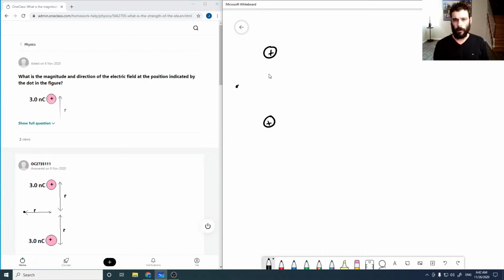Now let's see if I can do this. Okay, it says that the charge on this one here is 3.0 nanocoulombs, and the charge on this one here is 3.0 nanocoulombs. Okay, and so it asks what the magnitude and direction of the electric field is at the position indicated by the dot in the figure, so that would be this one.